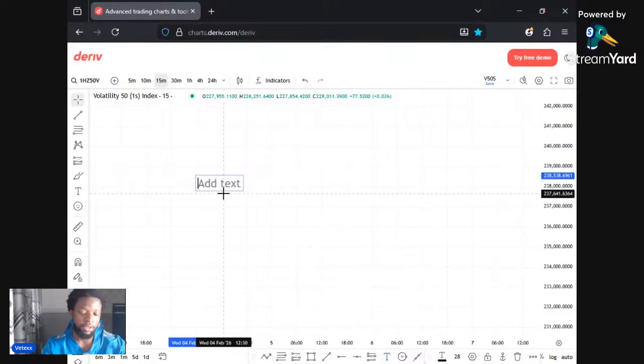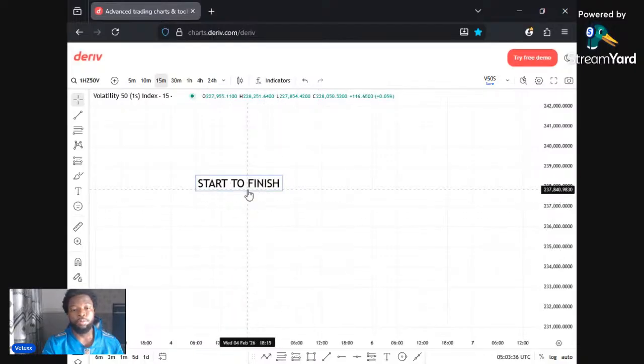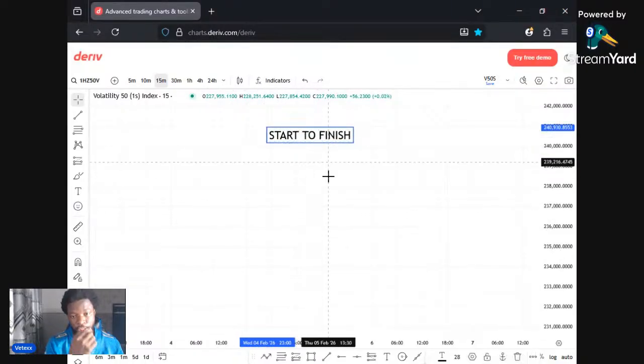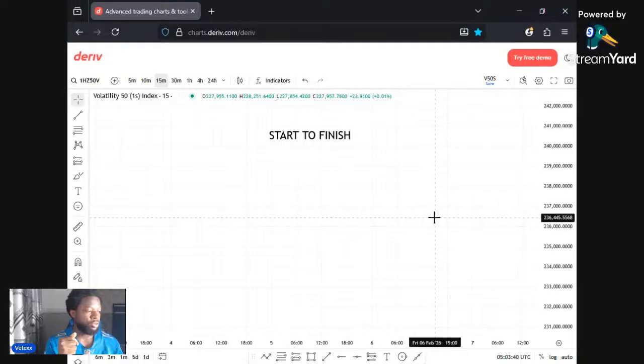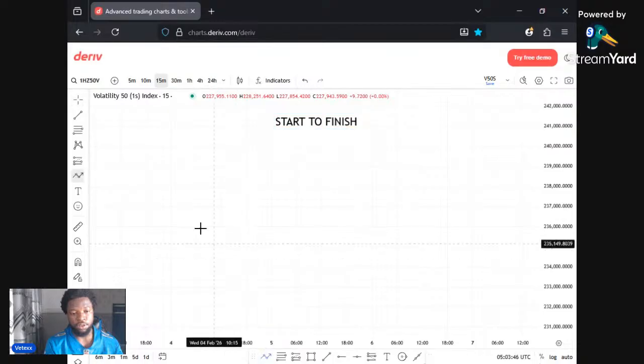Okay, top down analysis simply means start to finish. Okay, so you know where price is coming from, right? And then you know where it's going to. So that's basically it. The trading system we use is something like this.